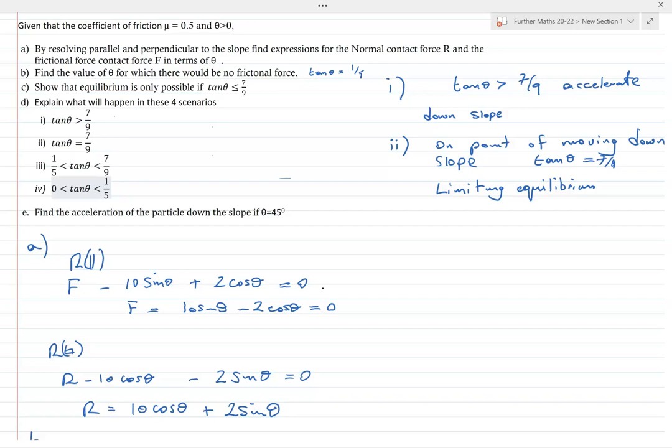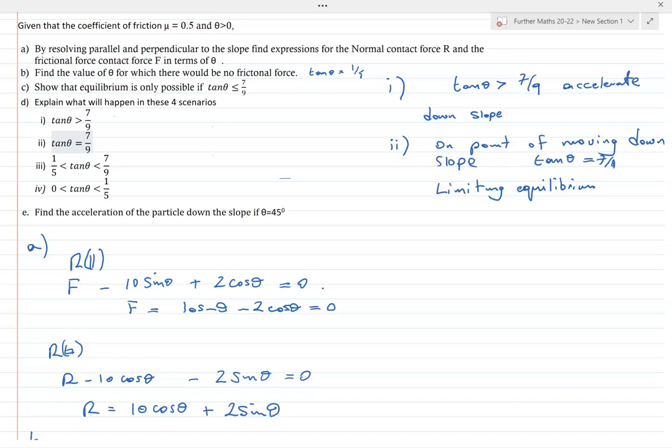If it were smooth, then if tan theta were greater than 1/5, it would move down the slope, whereas if tan theta were less than 1/5, it would move up the slope. So that determines which direction the friction is. But they're both non-limiting.